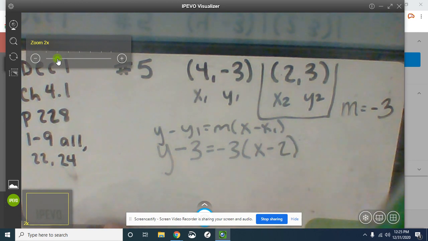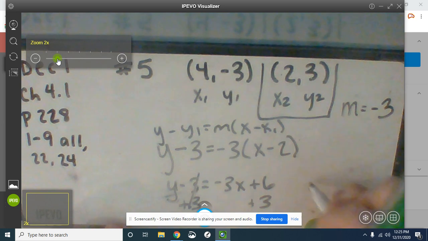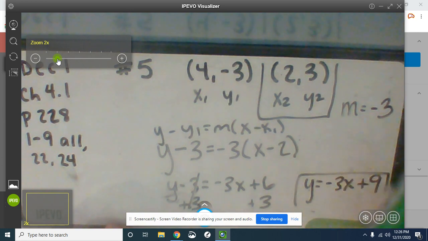All right, so just like the last one, we would have to distribute to get rid of those parentheses. We have y minus 3 equals -3x plus 6, because that's a -3 times a -2. And then once again, to be in slope-intercept form, y has to be by itself. So to get y by itself, we need to move that -3. We're just going to add it to the other side. And you end up with y equals -3x plus 9.